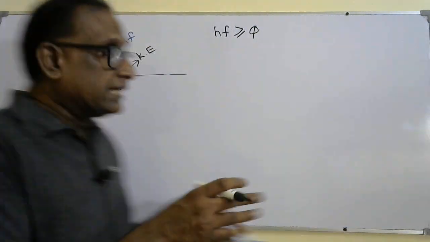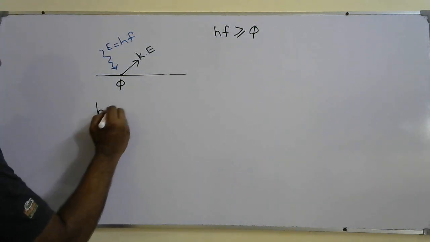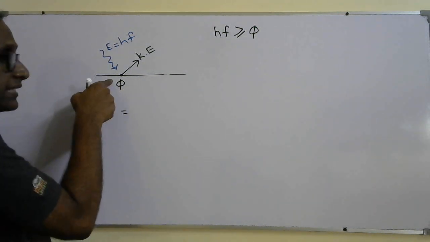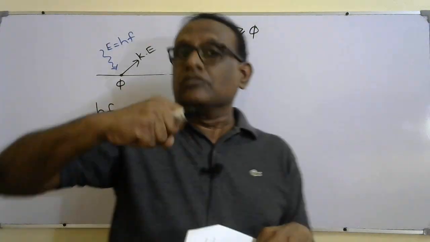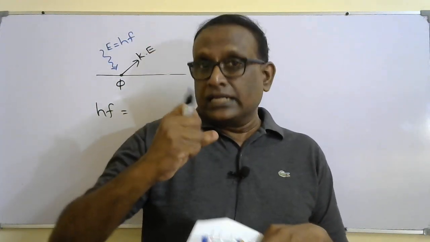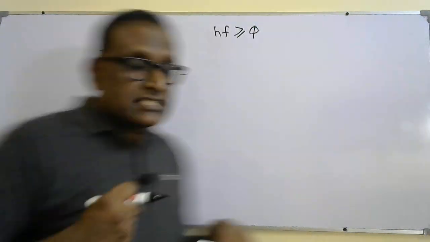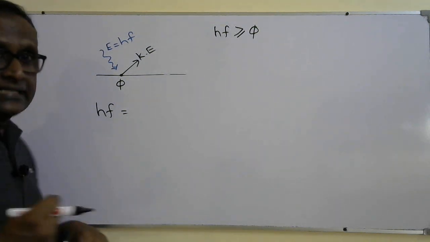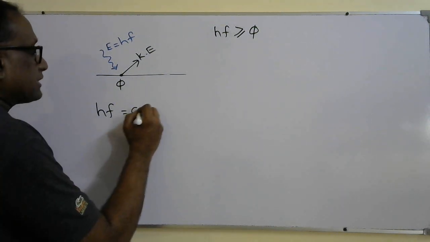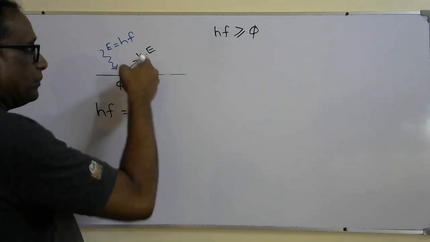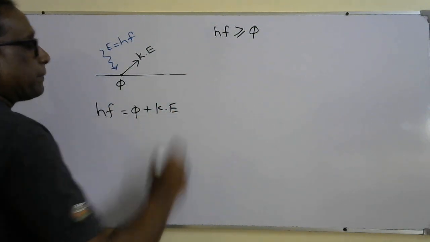If it gives all its energy, the energy of the photon is given to remove the electron, just to break the bond from the atomic nuclear attractive force. It has to do work against the attractive force, that is the work function, and the balance energy will be given as the kinetic energy.